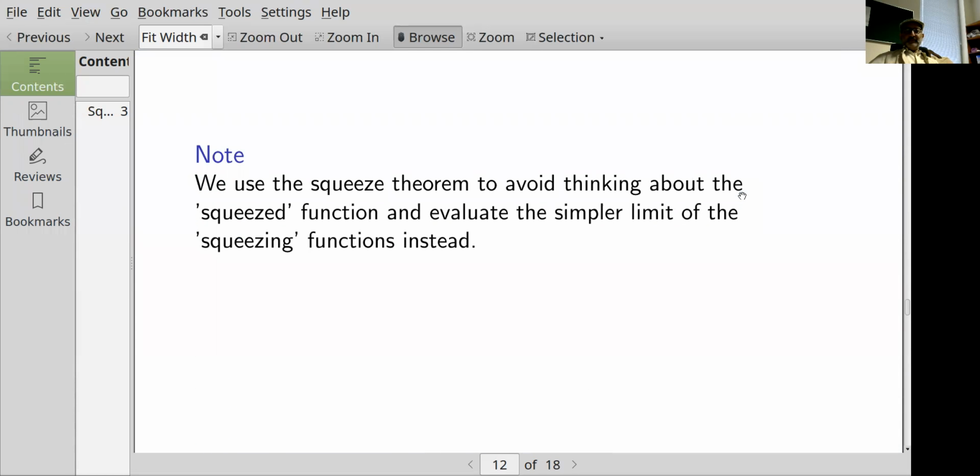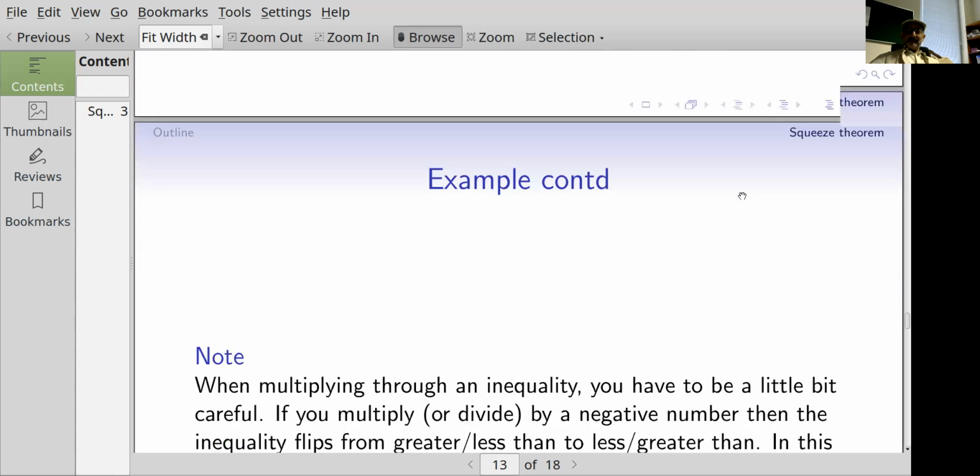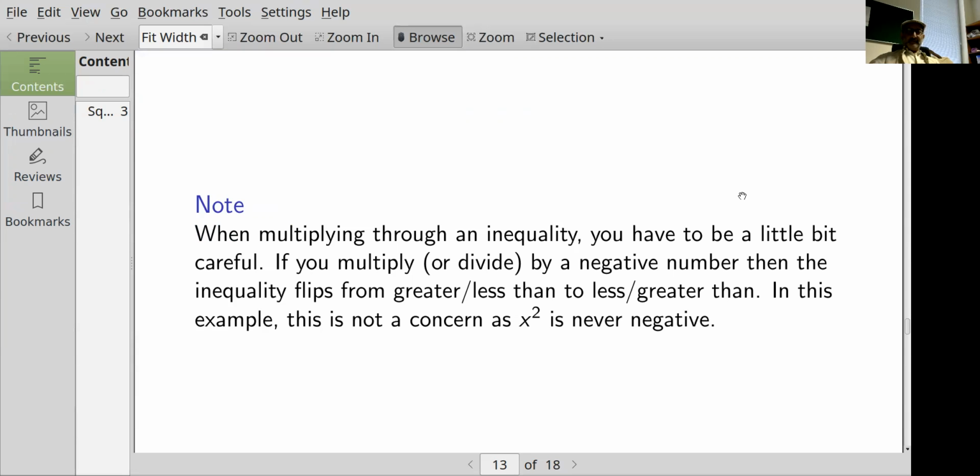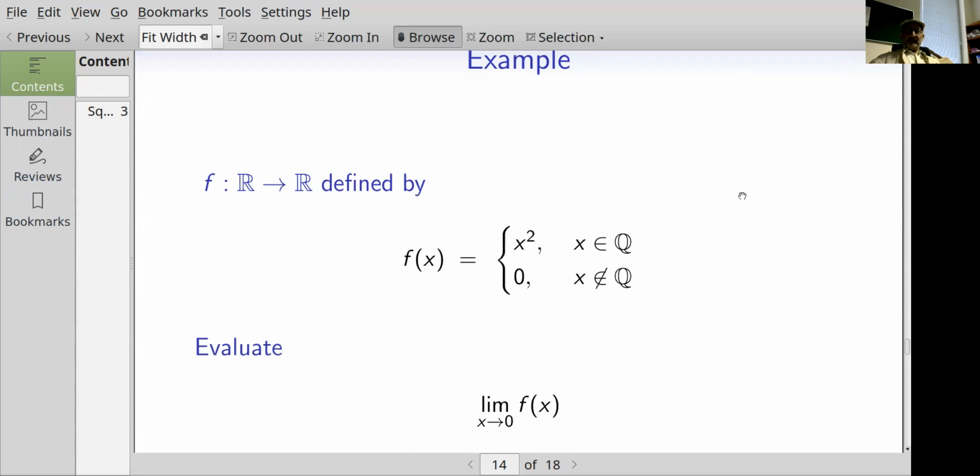Okay, so once again, we use the squeeze theorem to avoid thinking about the squeezed function, and we evaluate the simple limit of the squeezing functions instead. One thing that you should be careful of when you're multiplying through an inequality: if you multiply or divide by a negative number, then you have to flip the inequalities, right? So greater than becomes less than. In this example, we don't have to worry about that because x squared is never negative. Okay, let's try another one.